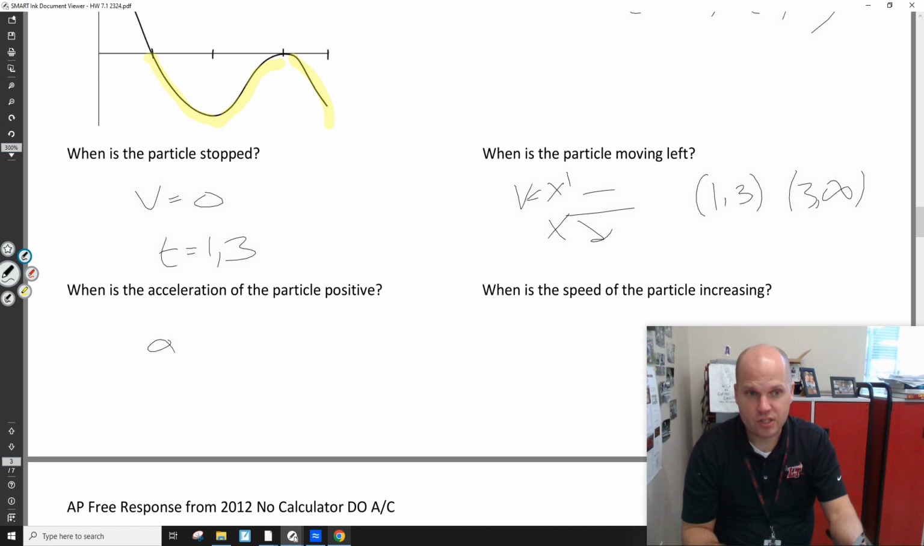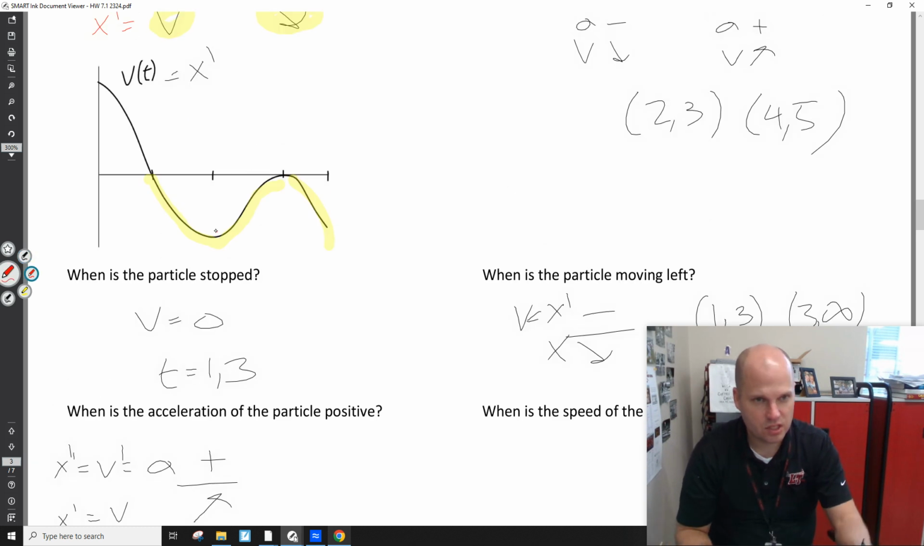When is acceleration positive? Okay, that's the whole f double prime, f prime. X double prime tells me about x prime. A tells me about v. A being positive is when v is increasing. V increases here, 2 to 3.